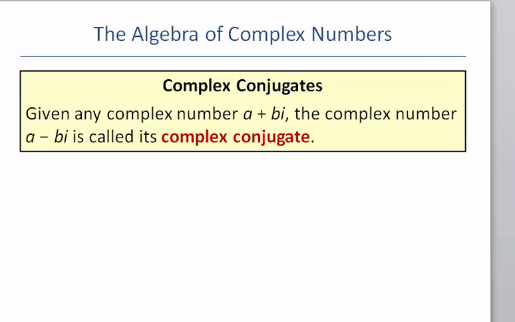What this is saying is that if you have a complex number, for example 5 plus 7i, the conjugate would be changing the middle sign. So the conjugate would be 5 minus 7i. Or if you had negative 3 minus 5i, the conjugate would be, again, changing the middle sign only. So you would have negative 3 plus 5i as the conjugate.